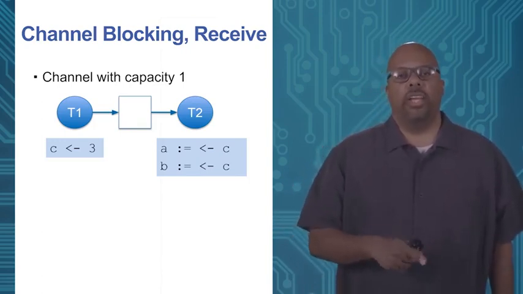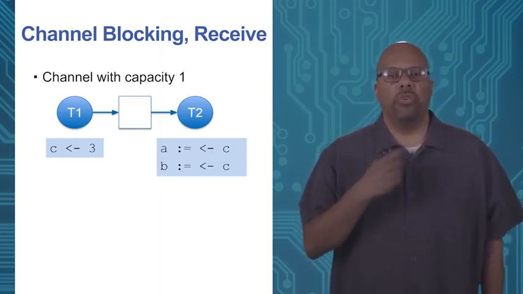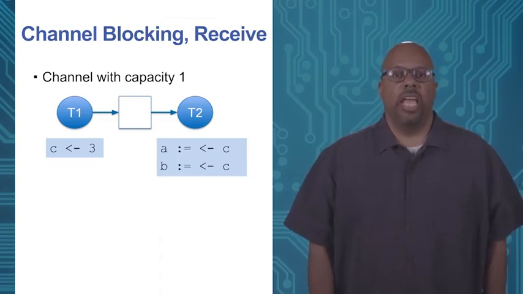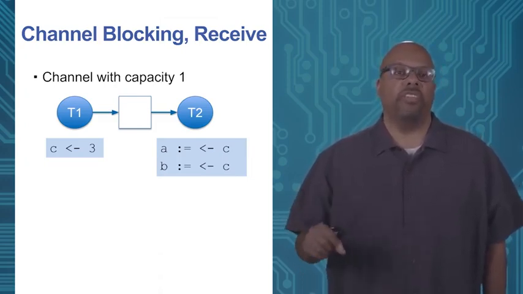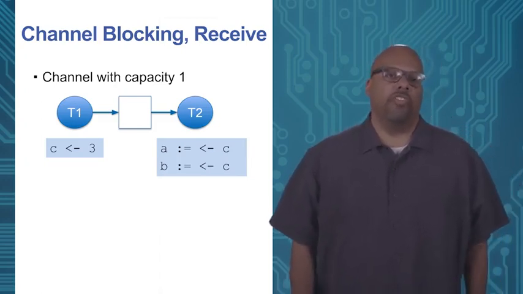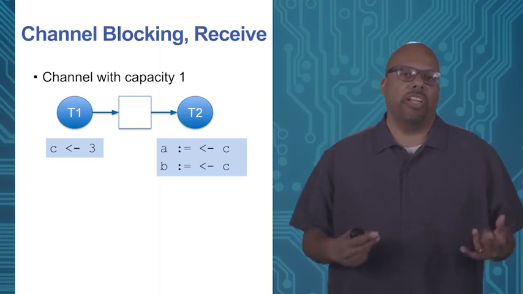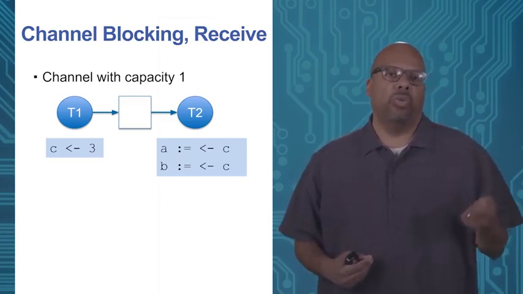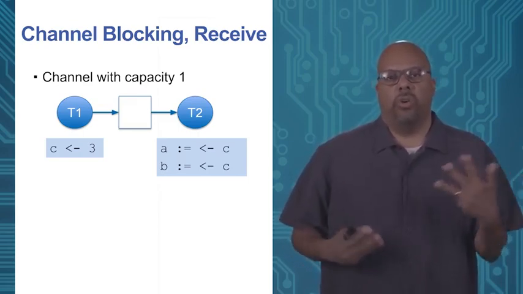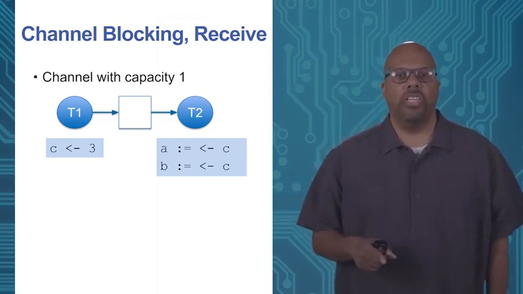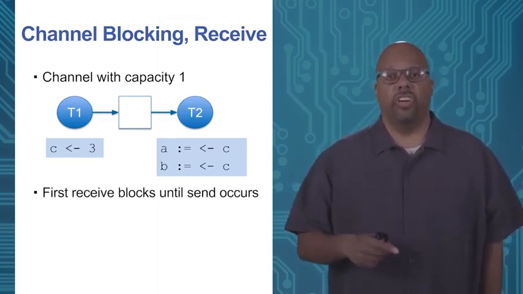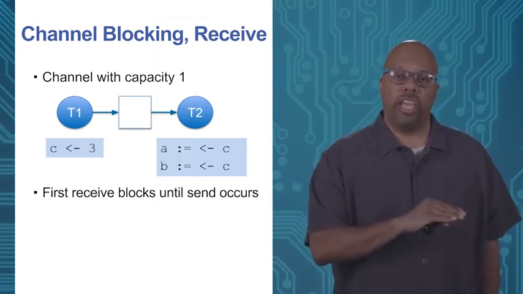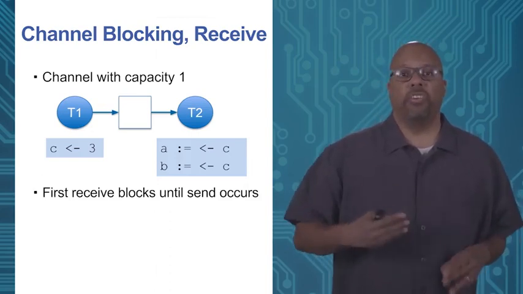You look at T1, it's doing the sending, T2 is doing the receiving. T1 is writing an integer, C, into the channel, and then T2 is going to read 2 things out of the channel. Now, first note that that can't happen. You can't send 1 thing and receive 2. What happens exactly depends on which executes first, the send or the receive. But the first receive has to block until the send occurs. So if T2 is executing faster and hits its first receive before T1 has issued the send, then T2 is going to block because the buffer is empty.